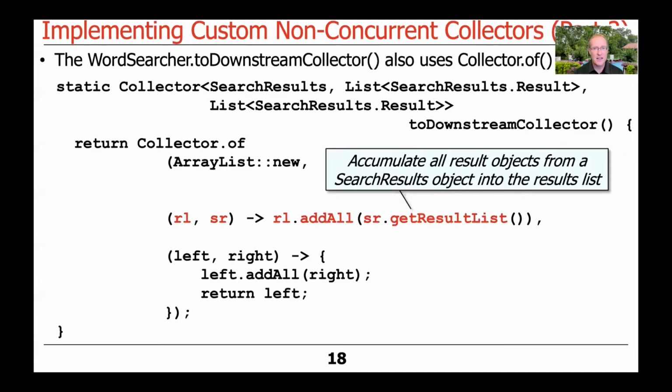We then define the accumulator, which in this case is a lambda expression. And you can see what it does is it's going to take the results list and a search result object, and it'll go ahead and add the result list from the search result object to the end of the ever-growing result list. So this way we're concatenating, if you will, the result lists together to make a single result list, which of course is an ArrayList. And we could have used LinkedList here, but ArrayList works perfectly well.